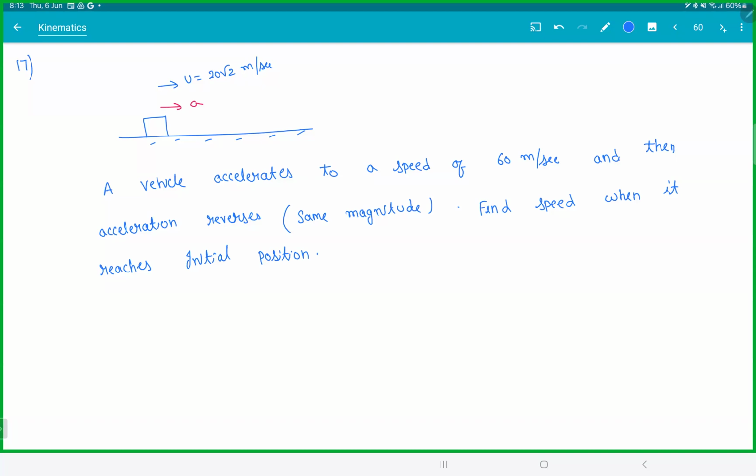I hope the scenario is clear, everyone. You're starting with 20 root 2. You started going faster and faster, and suddenly your speed became 60. At that instant, you just reverse the acceleration. And you came back again to the initial position. So in this process, find the speed when you come back to the initial position.